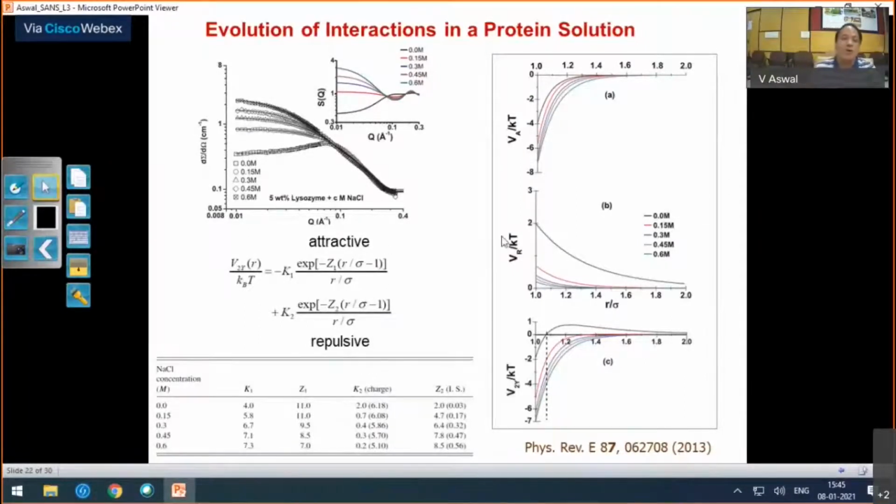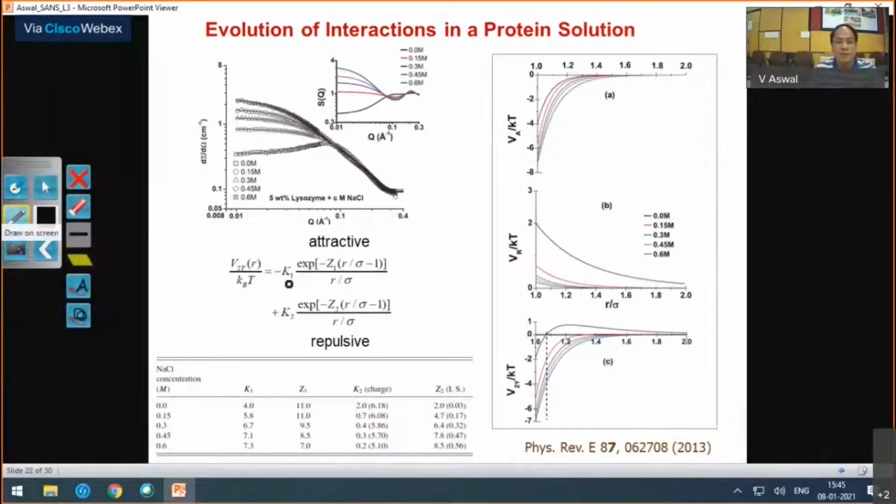So how do you fit? Now you have two interactions. One is a repulsive part and one is an attractive part. So you can assume a potential like this, which has an attractive part and a repulsive part. And for both of these potentials, you have two parameters: K1 and Z1 for the attractive part, and K2 and Z2 for the repulsive part. K is the magnitude of the attractive or repulsive part.